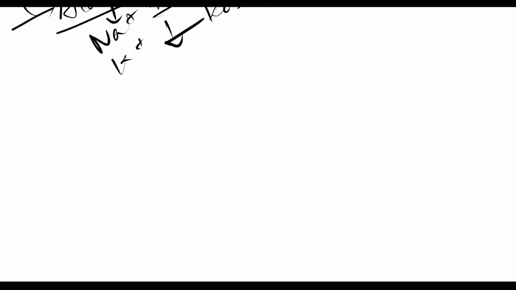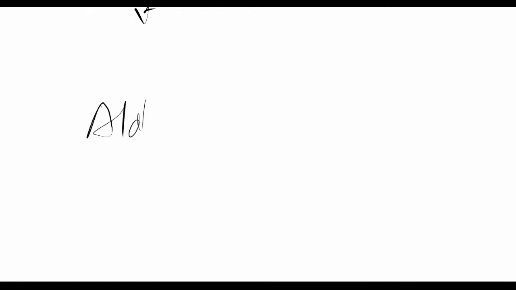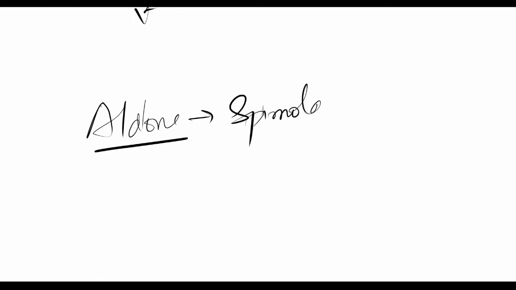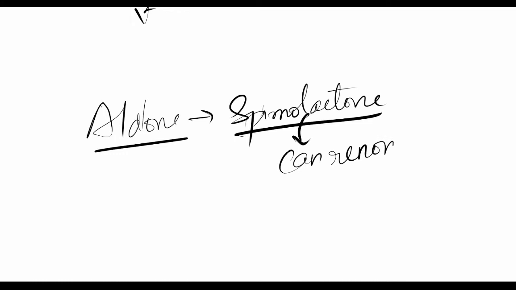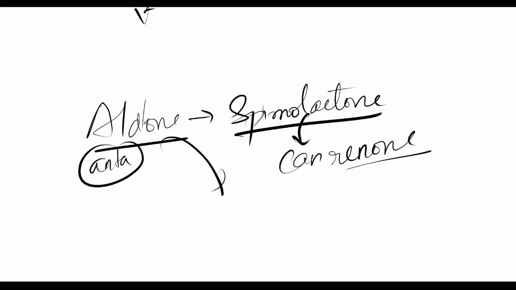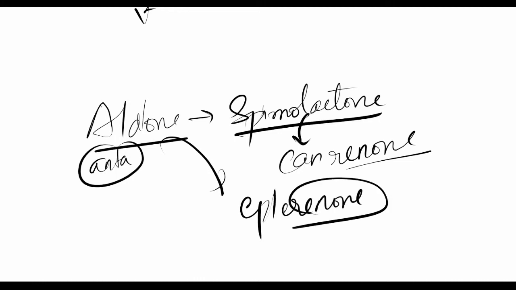Now aldosterone antagonists are mainly spironolactone. Spironolactone, after administration, gets converted into its active form, that is canrenone. So the important keyword would be enone. Spironolactone gets converted to canrenone. Another aldosterone antagonist which is important is eplerenone. So renone becomes the key suffix.